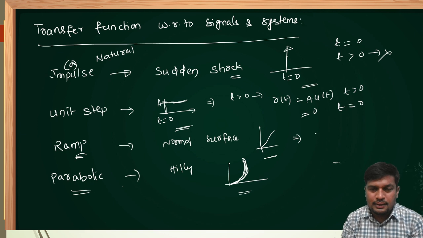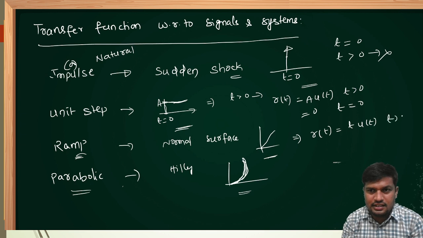Ramp signal. R of t, as it is linear, is represented by t into u of t, for t greater than 0. It is 0 when t is equal to 0 or less than 0. When t is greater than 0, it is linearly moving.